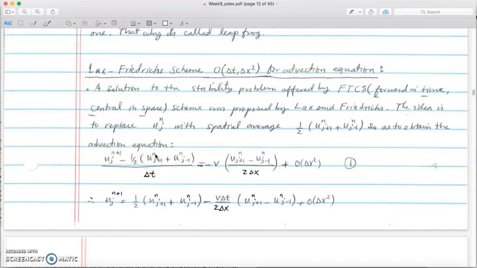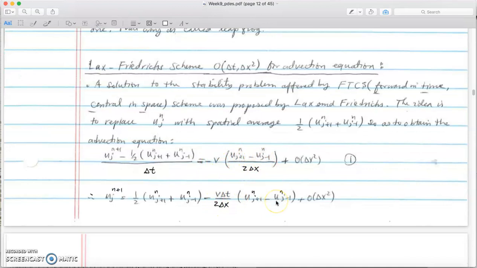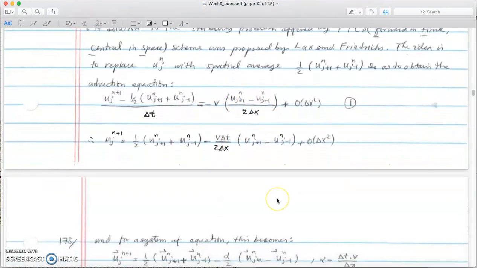So we're going to move all the n variables to the right side and keep everything at n plus 1 on the left side. So we're going to get u at n plus 1, j equals 1/2 times u at n, j plus 1 plus u at n, j minus 1, and then minus, multiplying 2 by del t, v del t over 2 del x, times u at n, j plus 1 minus u at n, j minus 1 here. Alright, so this is our Lax-Friedrichs.